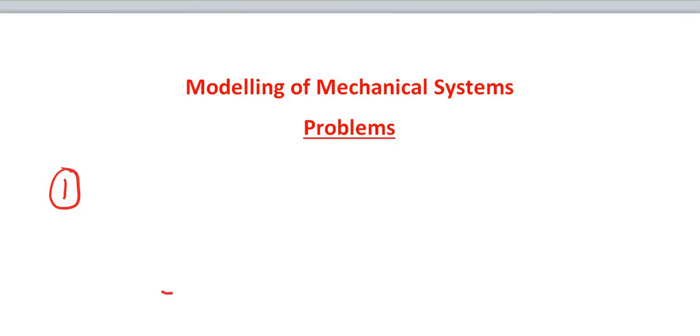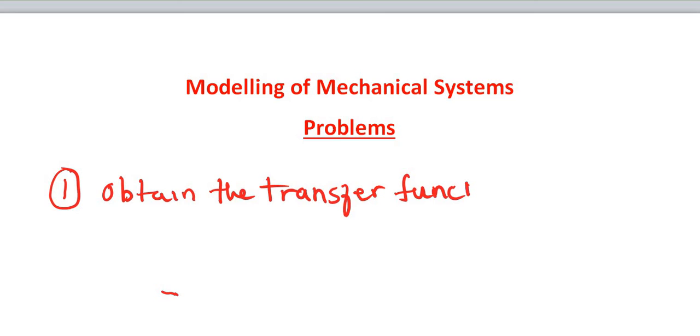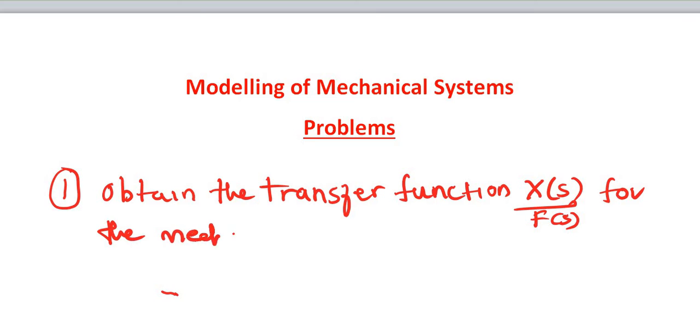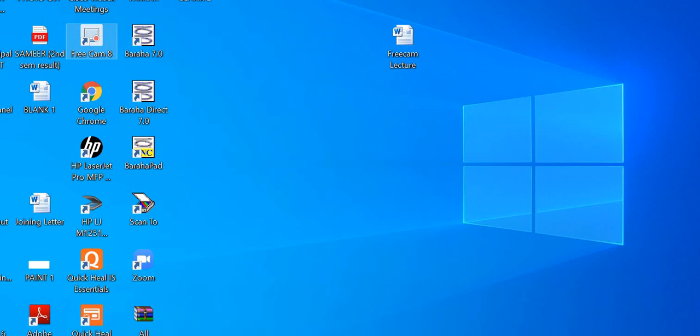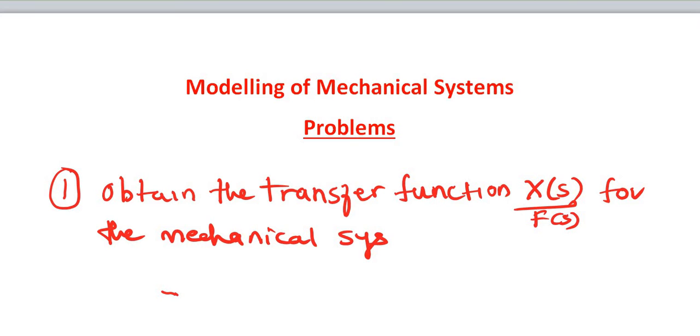The first problem. Obtain the transfer function X(s) by F(s) for the mechanical system shown in the figure.